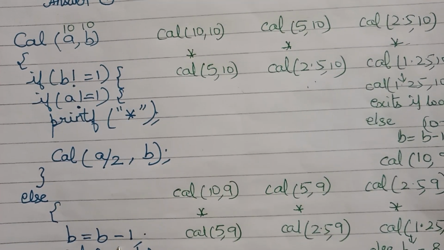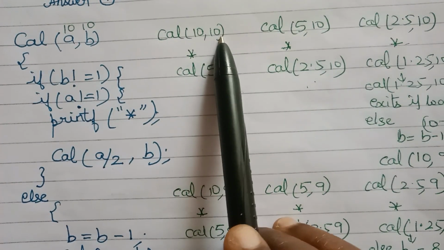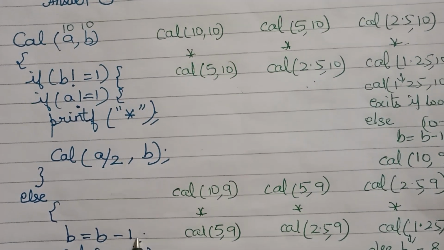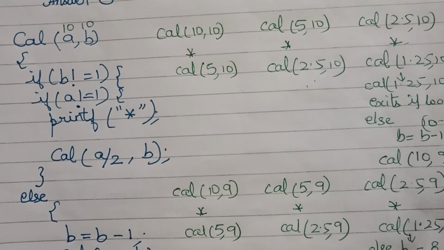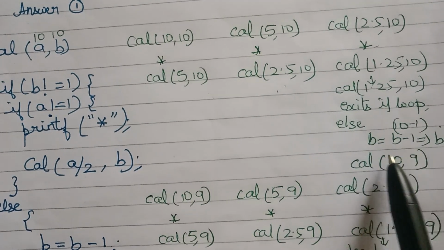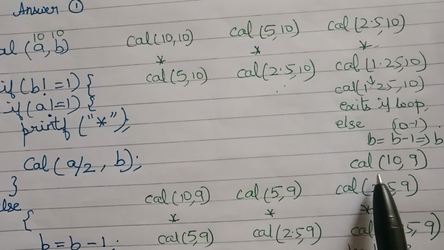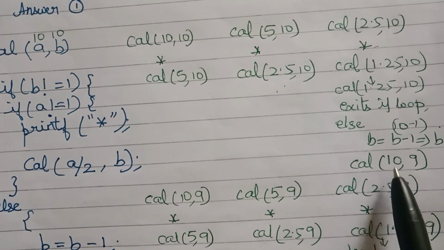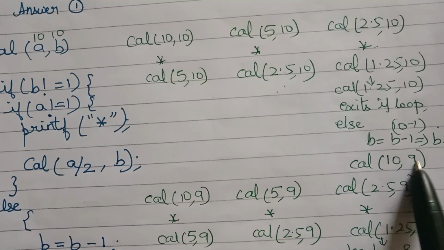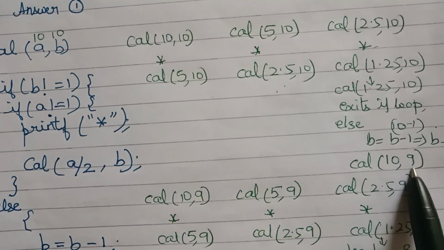Here B will be decremented by 1. That is, we have 10 now, right? For B it is 10. Here B will be decremented by 1, so B becomes 9. So it goes to the else part, B becomes 9, and then what happens? CAL(10, 9). So the A value is again put as 10, and then the B value alone is decremented by 1. That is, it becomes 9.